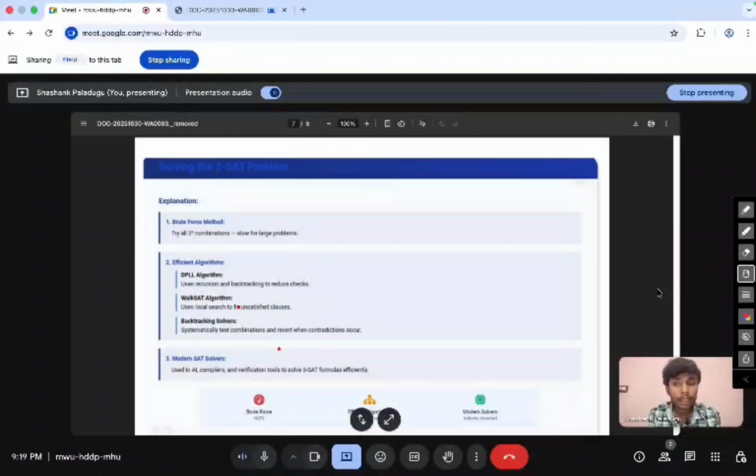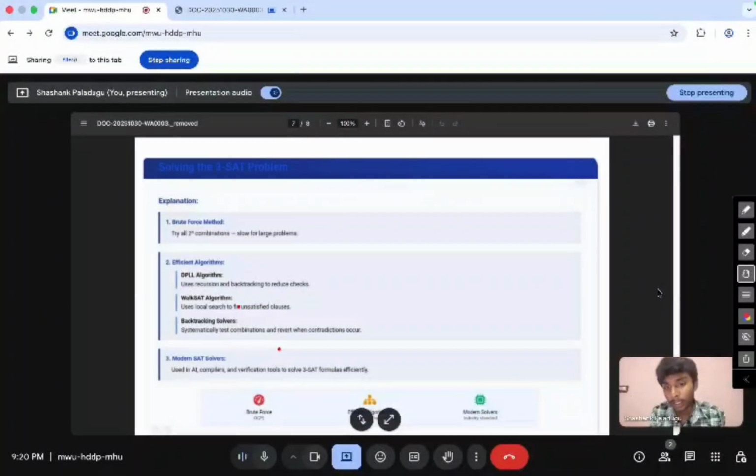This algorithm uses recursion and backtracking. It eliminates possible assignments early, so it doesn't check everything blindly. Then the WalkSAT algorithm. This algorithm uses guessing and logic improvements, kind of like adjusting things until everything becomes true.